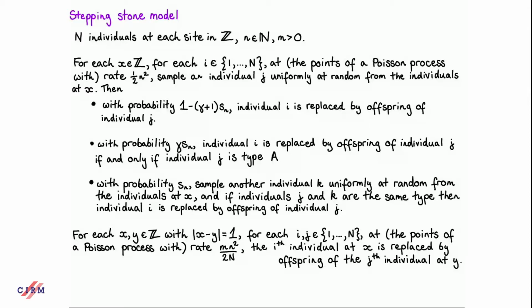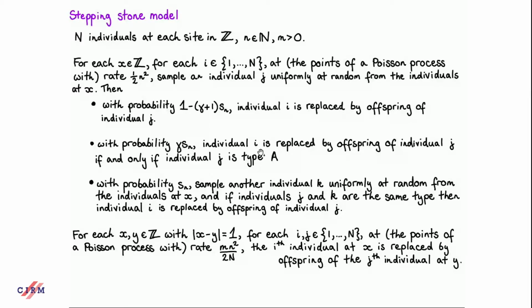And then instead, with probability gamma times Sn, the individual with label i dies and is replaced by offspring of the individual with label j, if and only if individual j is type capital A. And if not, then nothing happens. So this is a selective event that gives an advantage to the type capital A. And what ends up happening is that after this event, individual i will be type capital A if and only if at least one of these two individuals just before the event was type capital A.